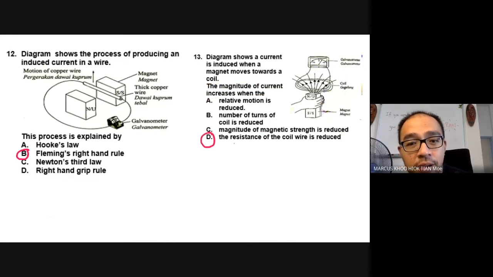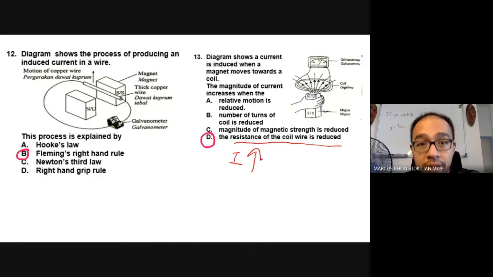The resistance of the coil is reduced. When resistance is reduced, current is increasing. Okay, because there's less resistance, the magnitude of the current will increase.